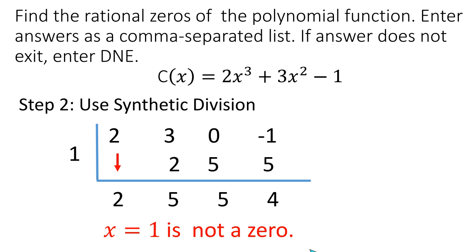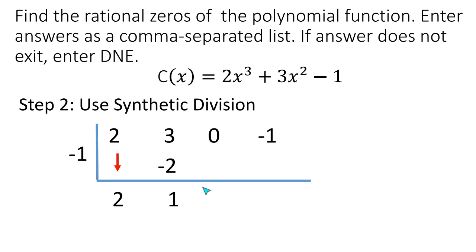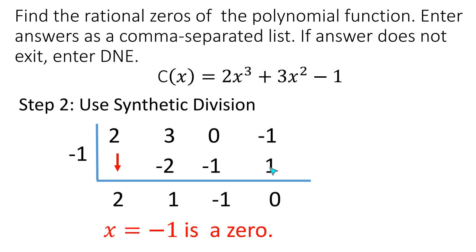So that tells me since the remainder is not 0, x equals 1 is not a 0. So I'm going to try -1. And so we bring down the 2. 2 times -1, -2 plus 3 is 1. Times -1 is -1. Plus 0 is -1. Times -1 is +1. Then we get a 0. So that's a good thing that it's 0. That means that x equals -1 is a 0.